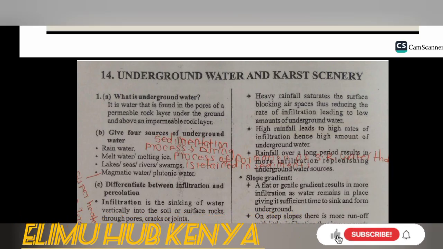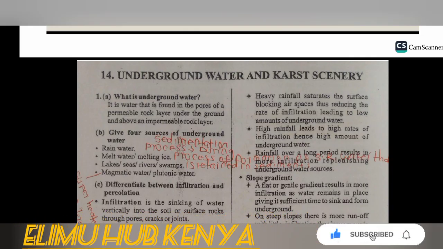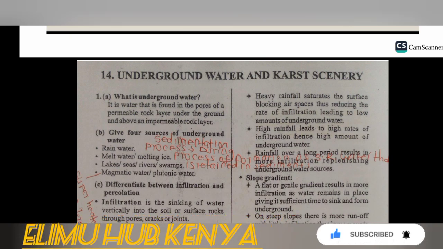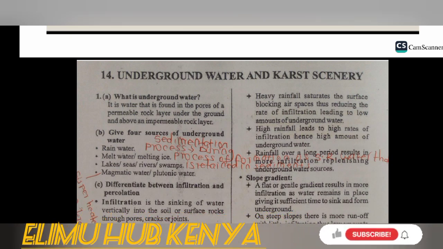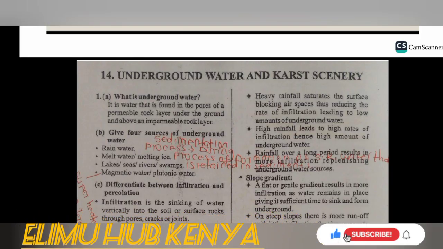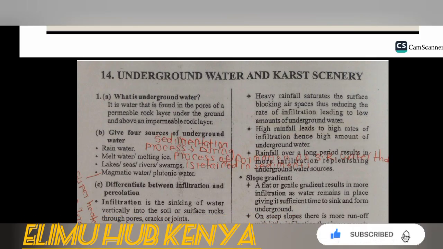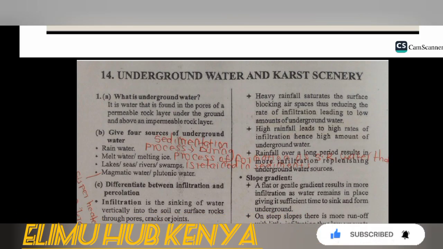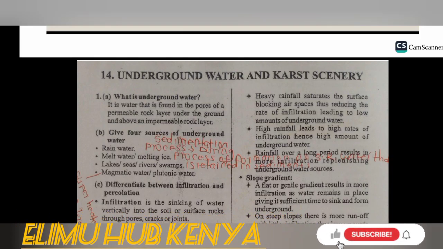The other source of underground water is the lakes, the seas, rivers, and at some point the swamps. Normally, through the process of underground seepage, some of the water will find its way into the rocks underground to form part of what we call the underground water.